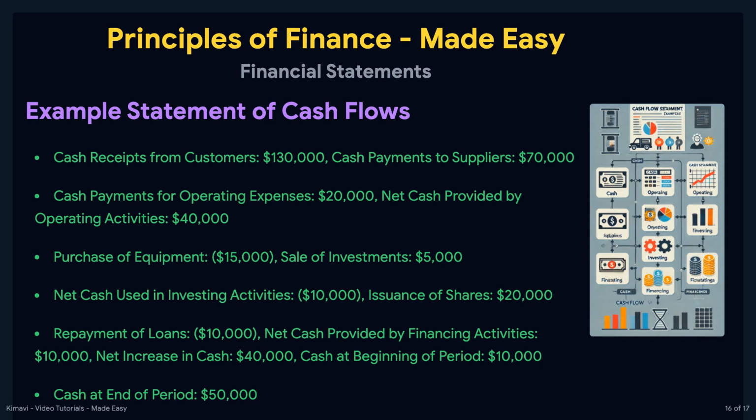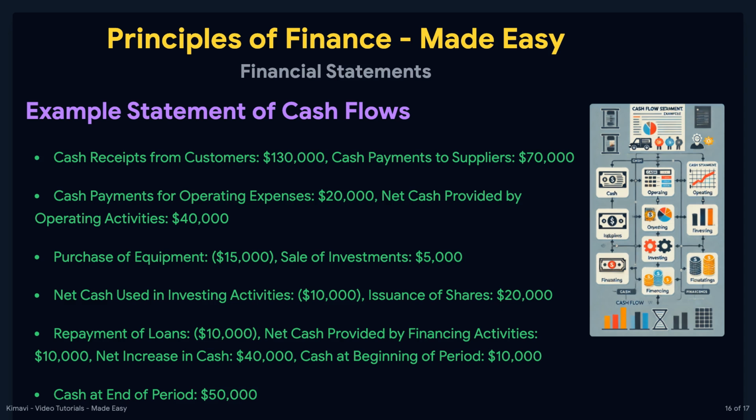The company has cash receipts from customers of $130,000, cash payments to suppliers of $70,000, and cash payments for operating expenses of $20,000, resulting in net cash provided by operating activities of $40,000. The purchase of equipment is $15,000, and the sale of investments is $5,000, resulting in net cash used in investing activities of $10,000. The issuance of shares is $20,000, and the repayment of loans is $10,000, resulting in net cash provided by financing activities of $10,000.